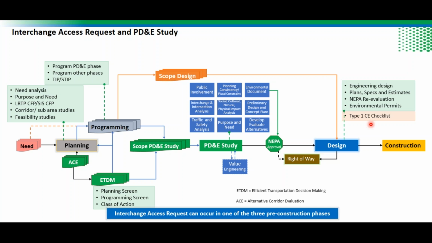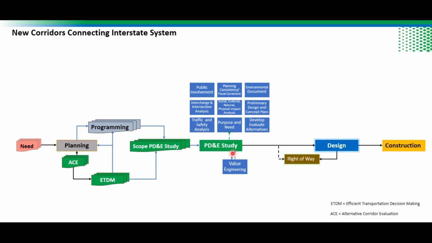So how does the interchange access request fit within this pre-construction process? It can happen in three places. It can happen in planning, right here. You can have an interchange access request, or it can happen during PD&E, which is where most of those requests are now happening, during the PD&E study, and then it can happen during design. So now I'm going to go through one after the other.